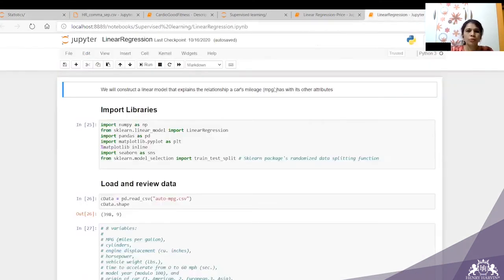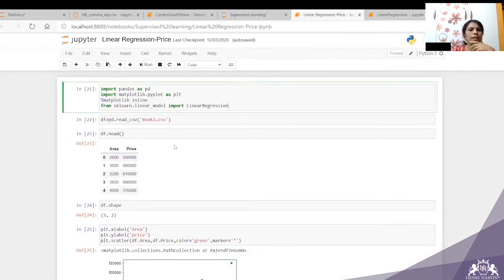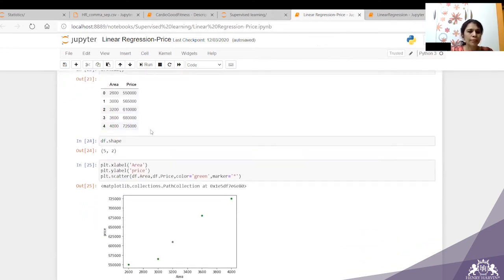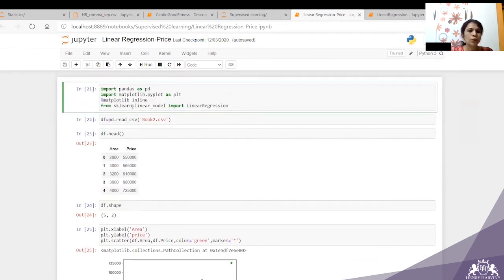Let me show you that. I have taken a very small data set which is giving me information about area and price. The first step is that we have to import the libraries, and all the libraries are imported, like pandas, matplotlib, and I have not written numpy, I think. Whatever libraries are needed have to be imported.